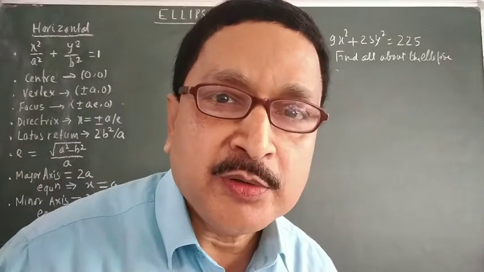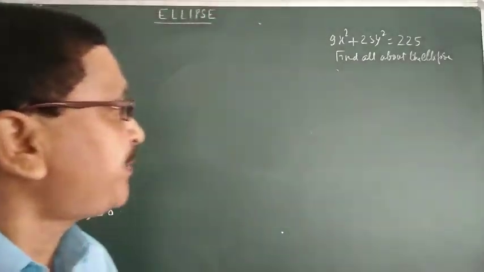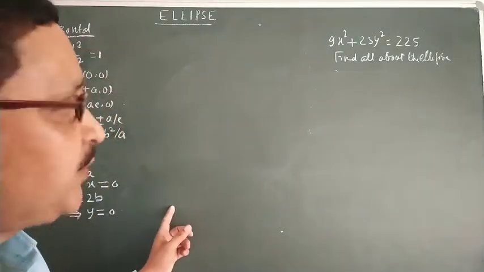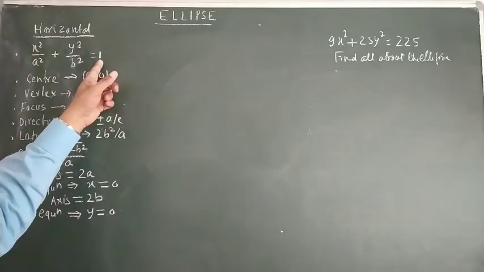Hello one and all, I am going to share one more video on ellipse. The example of horizontal ellipse I have not provided in the previous video. So this is the example of horizontal ellipse. Now the right side should be 1.